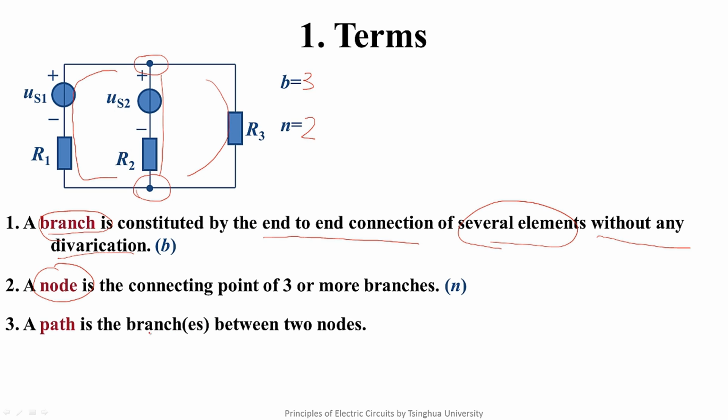The third concept is a path. A path is the branches between 2 nodes. For example, we define nodes as A and B. Paths between node A and node B include 3 paths. That is path 1, path 2, and path 3.